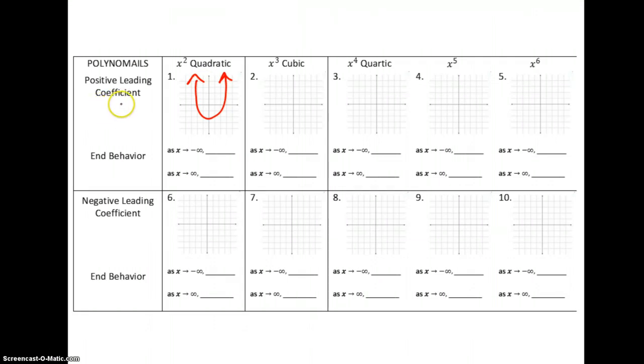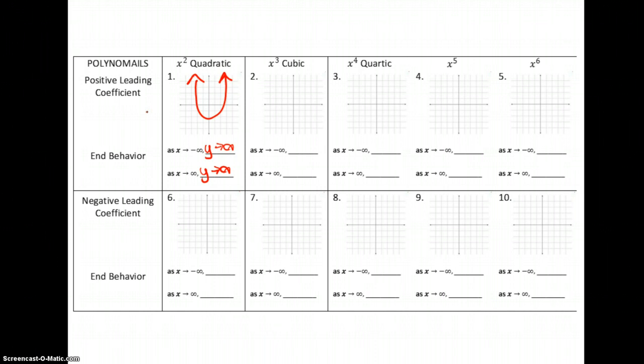It says as x goes to negative infinity, which means on the left side of the function, where does y go? And y is pointing up, so y also goes to infinity. As x goes to positive infinity, as we move to the right of our function, y also points towards infinity, meaning up.